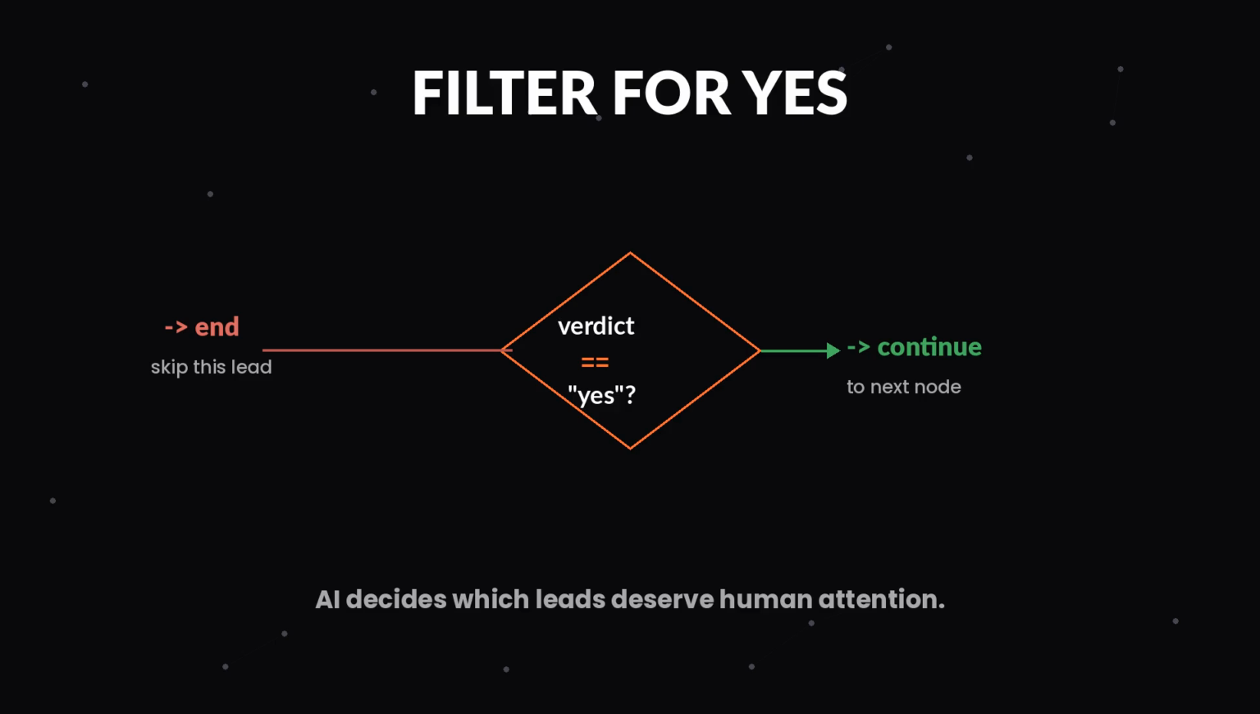Condition. Verdict equals yes. The workflow now branches. The yes branch continues to your next step. The no branch ends. You only spend time and downstream API calls on profiles Claude thinks are worth pursuing. 2 seconds per decision. No human in the loop required.